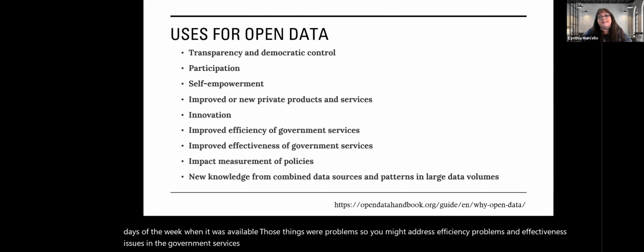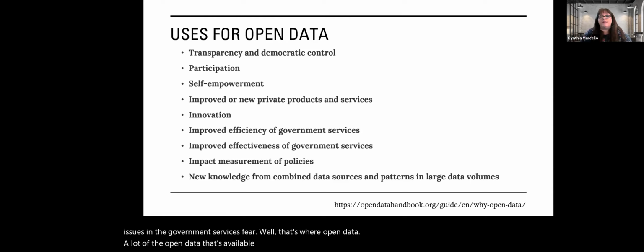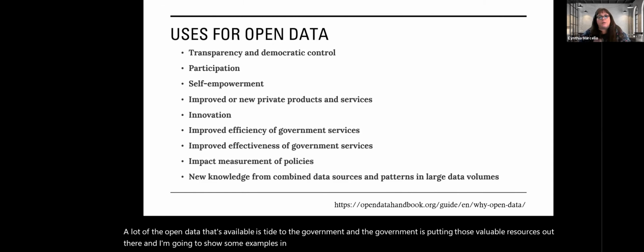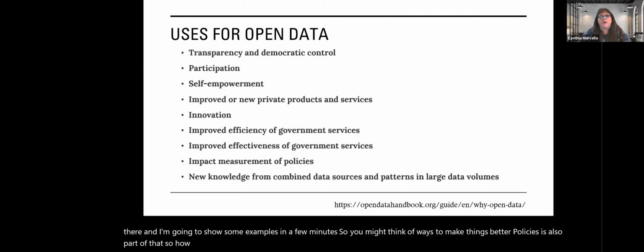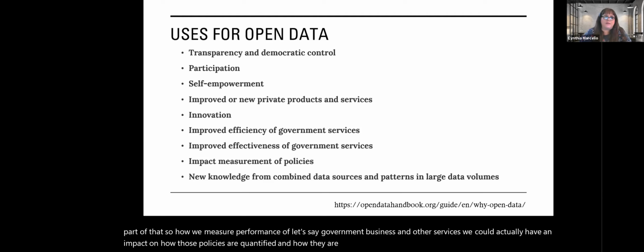Well, that's where open data, a lot of the open data that's available is tied to the government, and the government is putting those valuable resources out there. And I'm going to show you some examples in a few minutes. So you might think of ways to make things better. Policies is also part of that. So how we measure performance of, let's say, government, business, and other services, we could actually have an impact on how those policies are quantified and how they are qualitatively addressed.